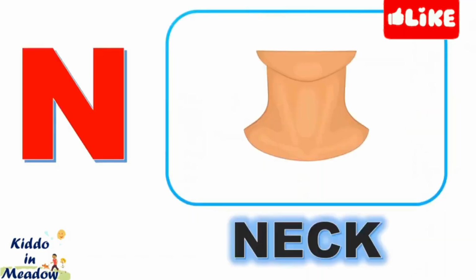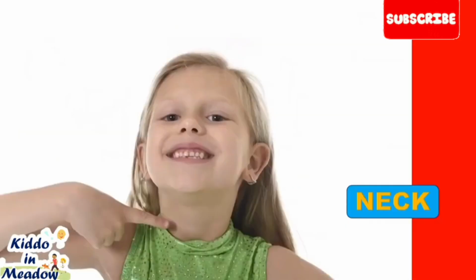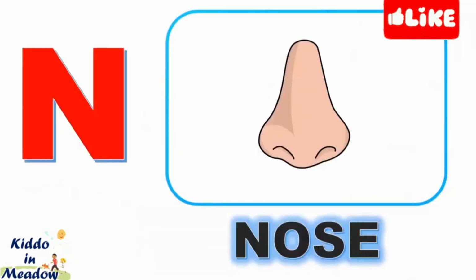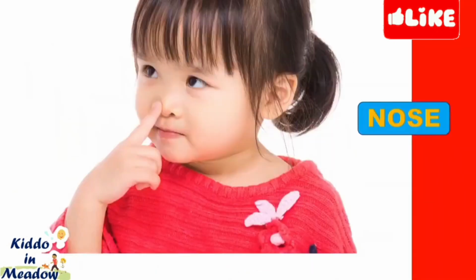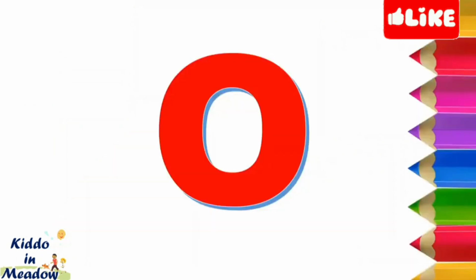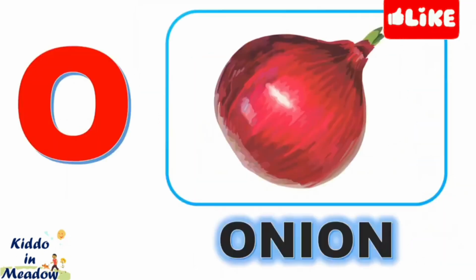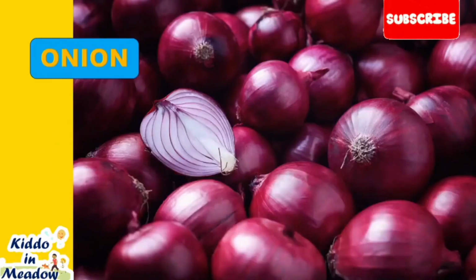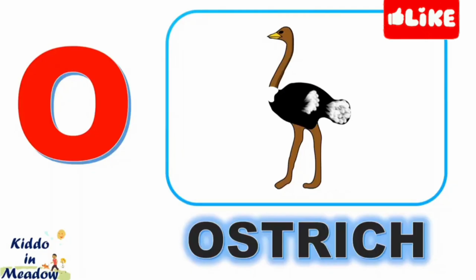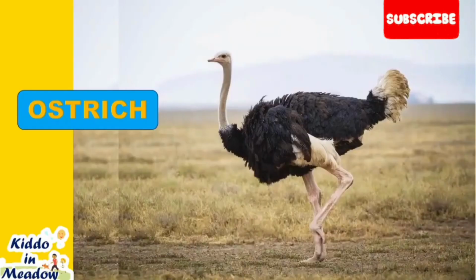N for neck. N for nose. O for onion. O for ostrich.